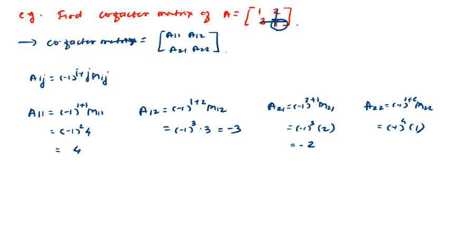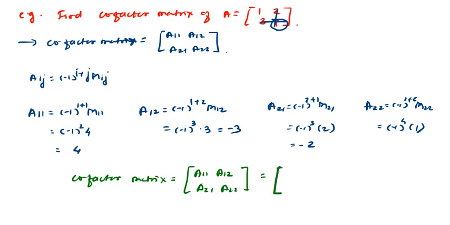So this is how we can find the cofactor of every element, so that we can find the cofactor matrix. The cofactor matrix, which was A11, A12, A21, A22, is equal to A11 entry 4, then minus 3, then minus 2 and 1. So this will be our matrix of cofactors.